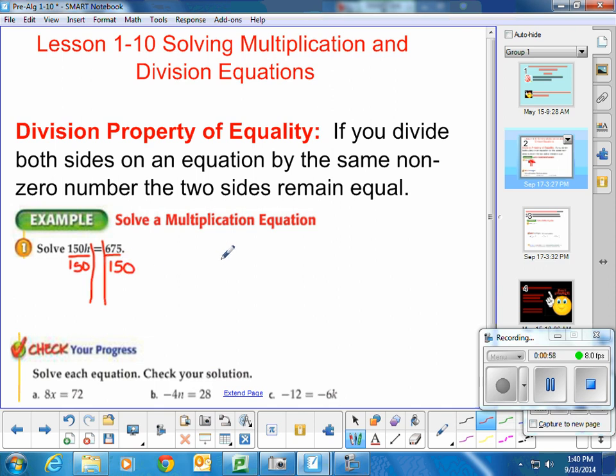Since we're not using calculators in this chapter, if you don't know what 675 divided by 150 is, you're going to have to do a long division problem. 675 divided by 150. Well, I can make a pretty good guess at how many times 150 goes into 675, because 150 goes into 300 twice, so into 600 that would be 4 times. 4 times 150 is 600.